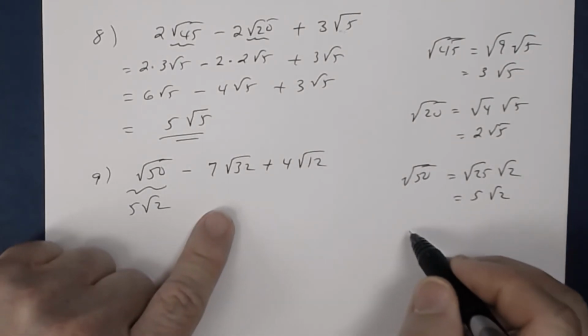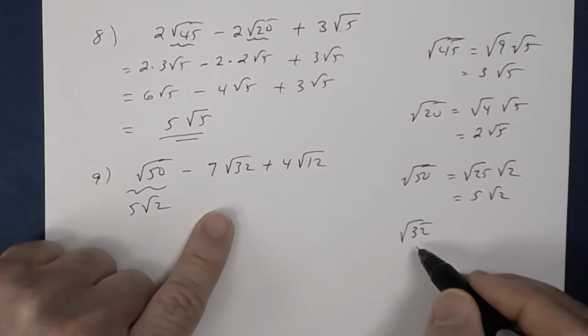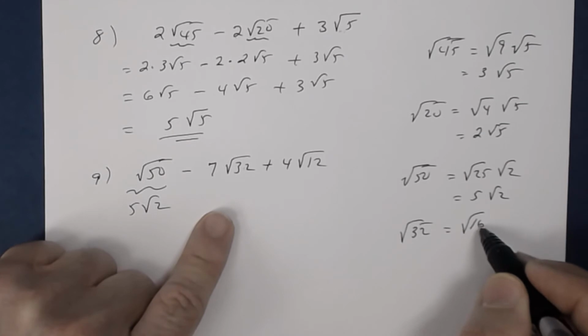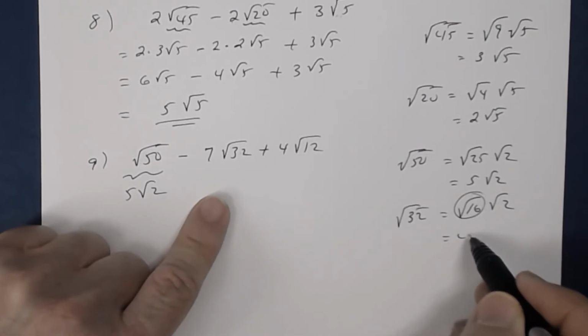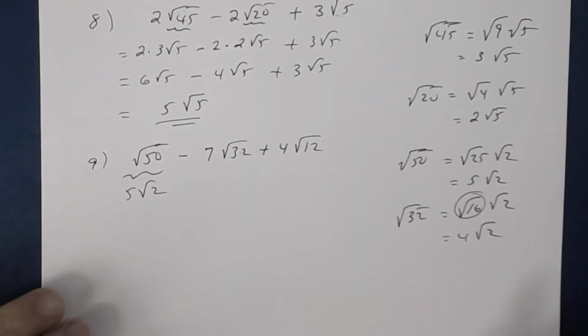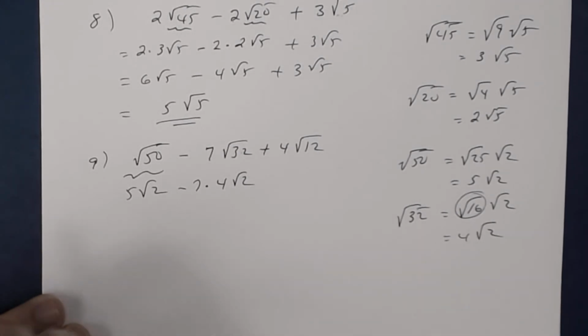Let's look at the square root of 32. What's the largest perfect square that goes into 32? You got to know those. You got to use the largest. It makes things a lot easier for you. 16. So it'll be the square root of 16 times the square root of 2. The square root of 16 is 4. I can't simplify the square root of 2 any further, so it'll be just 4 square root of 2. So that becomes minus 7 times 4 square root of 2, right?